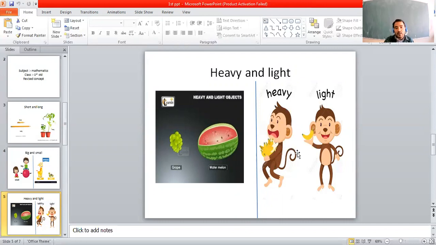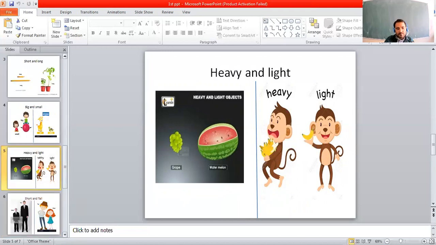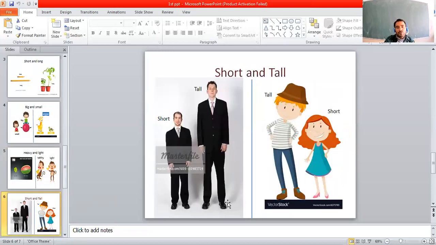Another monkey has taken only one banana, so it is light. More than one banana is called heavy, and one banana is light. So that is considered for heavy and light. We have already learned short and long, and big and small, and now heavy and light. Now go for short and tall.